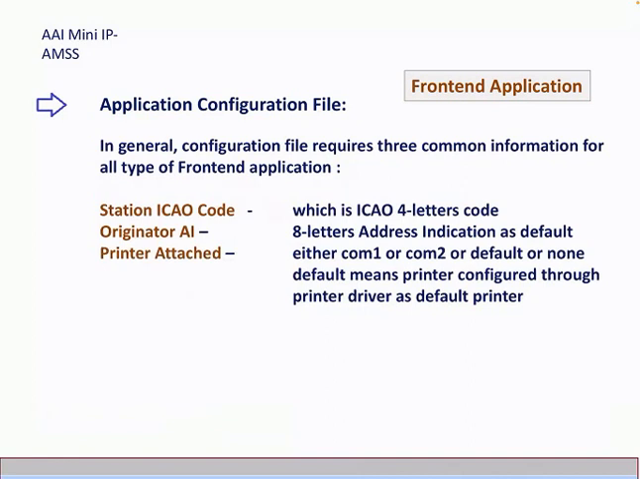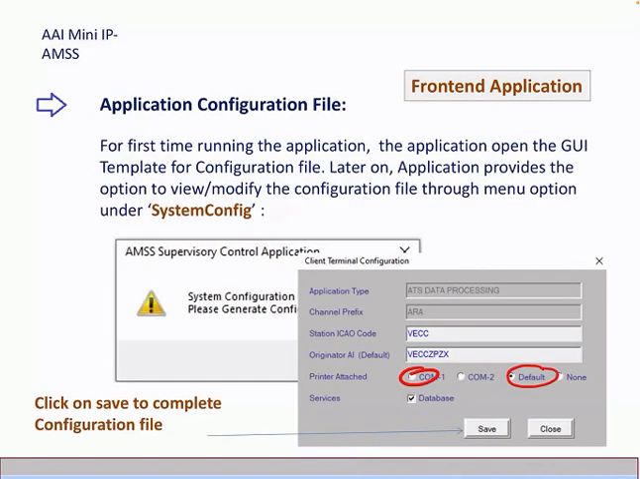Now, in the application configuration file, what are the fields? The COW code is there, and an 8-letter address will be there. If a printer is directly attached to that particular PC, then whichever COM port it is connected to, you just click on COM1 or on default COM2, whichever COM port it is connected to.